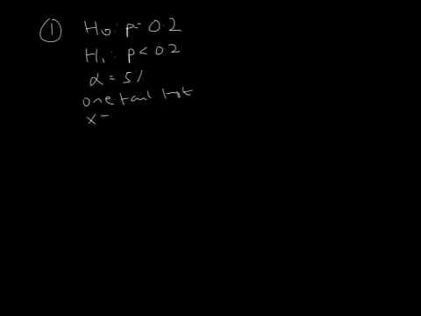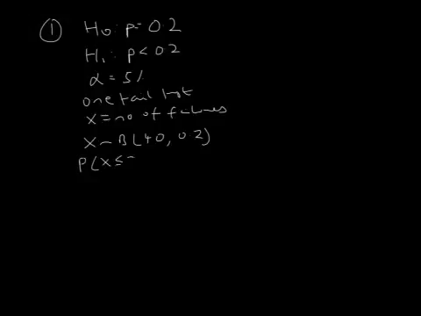X is the number of failures. So that means that X has a binomial distribution. There's 40 balls being tested. The probability of failure is 0.2. And we need to find the probability that X is less than or equal to 3. So using the tables, we get 0.0285. That is less than 5%.